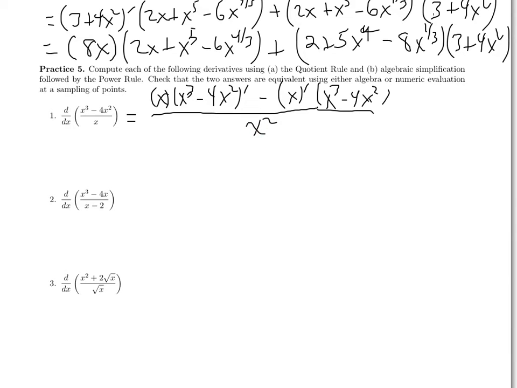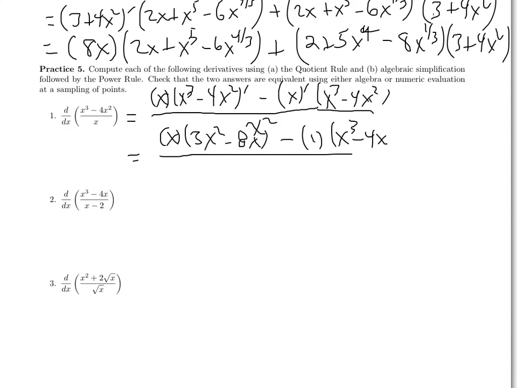So now that I've written down what the quotient rule says, it's a very easy matter to actually do it. So I'll have x times, and then this says the derivative of x cubed minus 4x squared, which is 3x squared minus 8x, minus the derivative of x, which is just 1, all over x squared. And so this would be fairly easy to simplify.